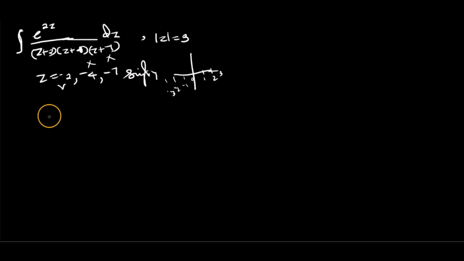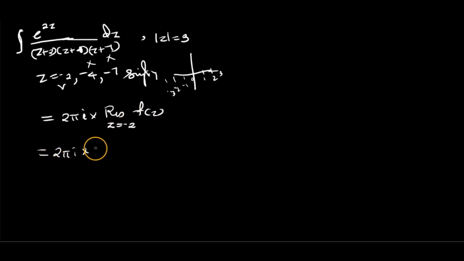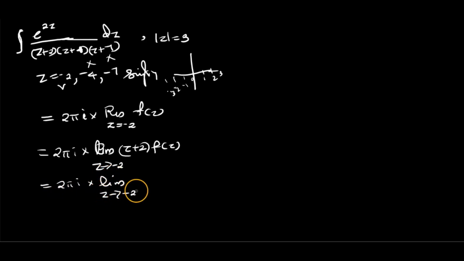So this integral is equal to, by residue theorem, 2 pi i into the residue at the singularity inside, z equal to minus 2, of f of z. That means 2 pi i into the residue at z equal to minus 2. Z equal to minus 2 is a simple pole. So limit z tends to minus 2, (z plus 2) into f of z. So 2 pi i into limit z tends to minus 2 of e raised to 2z divided by (z plus 4) into (z plus 7).